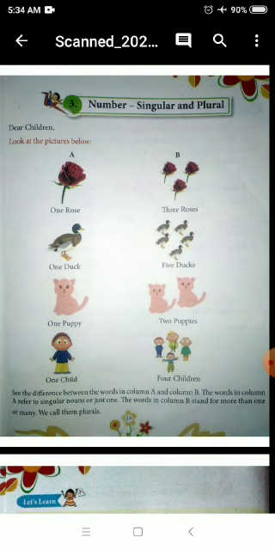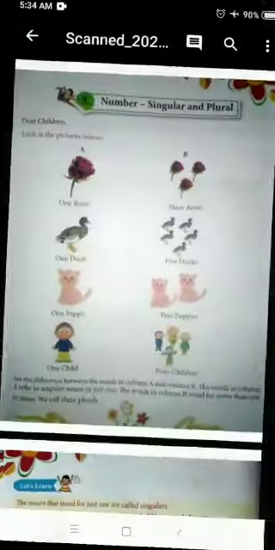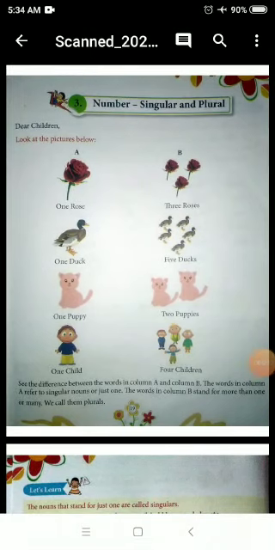Now, students, today we are going to revise our lesson number 3 of English 1 book, which is singular and plural. So, students, I have already explained this chapter in our previous class. Today we will do the revision of the same chapter. So, I told you about singular and plural.